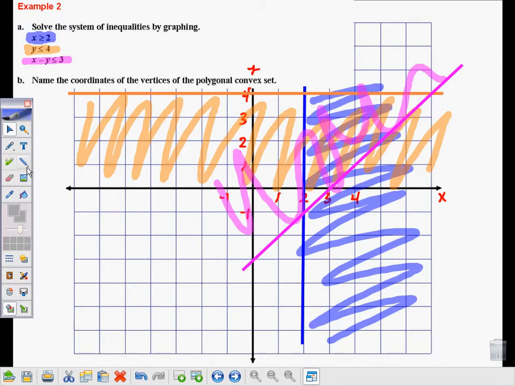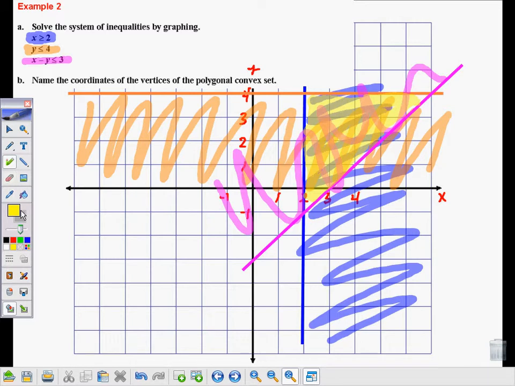Now, what I notice is we have a commonly shaded region, and let me go in and highlight that. The commonly shaded region is right here, this triangular looking area. This is the common solution set. It is a convex set and it is polygonal. All right, so this is my solution set, and I like to always go back and shade that in to make sure it's really nice and clear where that is.